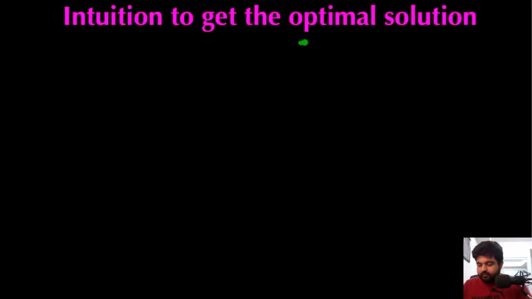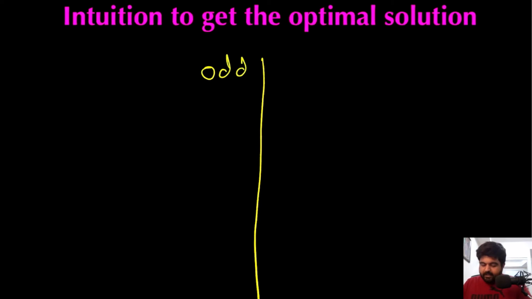So before we move to the optimal solution, first of all we'll have to build some intuition behind it, that is, how to identify a palindrome. Well, in a palindrome there could be two possibilities. The palindrome could be of odd length or it could be of even length. First let's see what the scenario would be in the odd length.